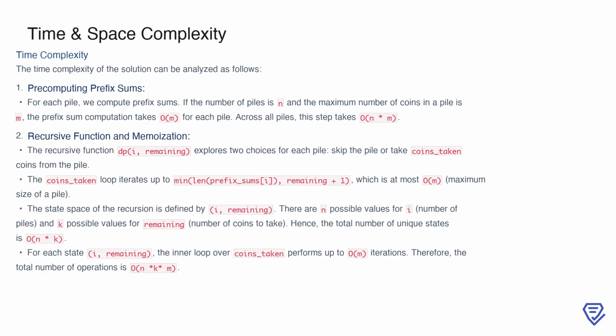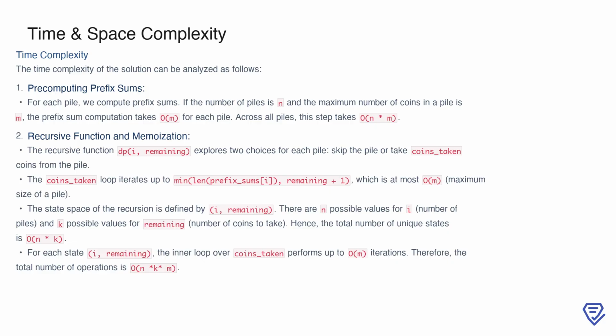Next, we consider the recursive function combined with memoization. The function dp(i, remaining) evaluates 2 main choices for each pile, either skipping the pile entirely or taking a certain number of coins from it. The number of coins taken can range from 0 to the smaller of the pile size or the remaining coin limit, which means the inner loop has at most m iterations. The recursive state space is defined by the 2 parameters, the pile index i and the remaining coins remaining. Since there are n piles and up to k remaining coins, there are n*k unique states. For each state, the inner loop iterates up to m times, leading to a total computational cost of n*k*m for the recursive function.